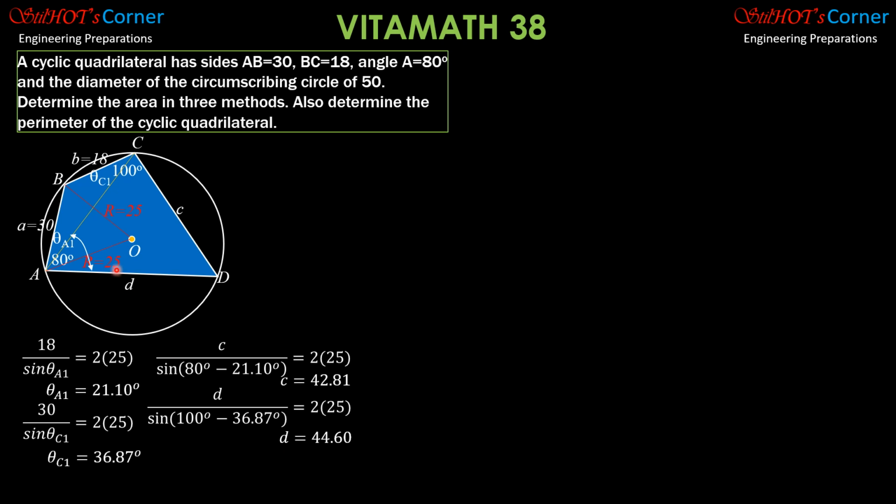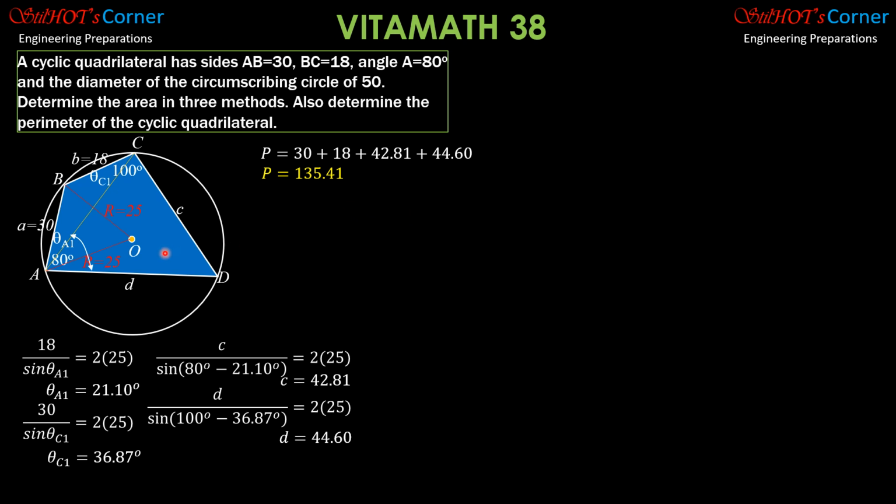Then the area of the cyclic quadrilateral is equal to the area of triangle BAD. By the way, let's solve for the perimeter first because we have found C and D. So 30 plus 18 plus C, 42.81, plus D, 44.6. So the perimeter is equal to 135.41 units.